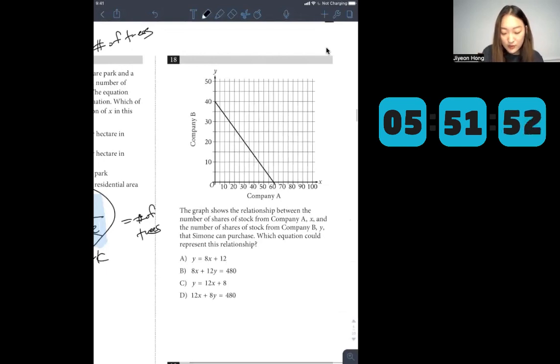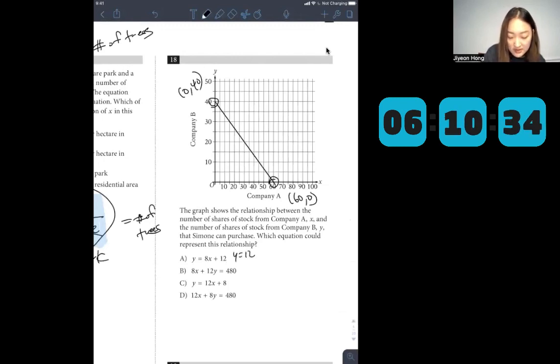Okay, number 18. The graph shows a relationship. Which equation could represent this relationship? So I look for the two easiest points, which are (0, 40) and (60, 0), and I'm going to find which one corresponds to this. Starting with answer choice A, if I plug in 0 for x, I get y equals 12, so that's not true. For B, I put in 0 and I get 12y equals 480, or y equals 40, which is true. So I'm going to check the other point. I'm going to plug in 0 for y this time, and I get 8x equals 480, and x is equal to 60. So B is the answer here.